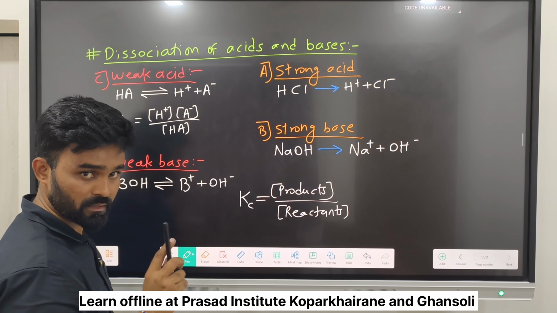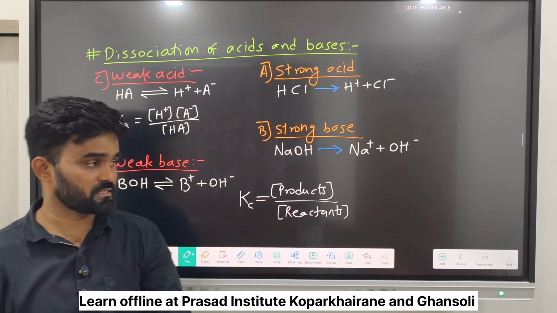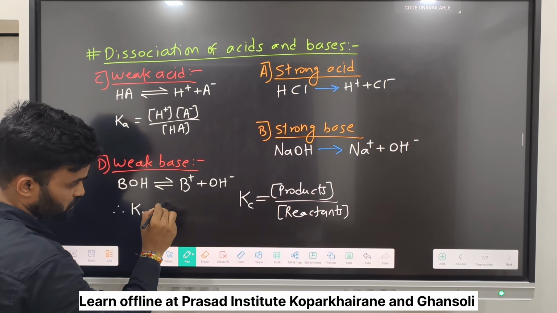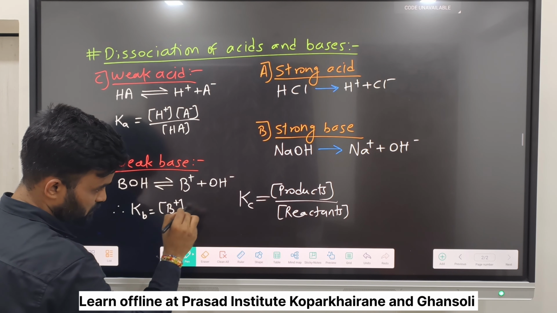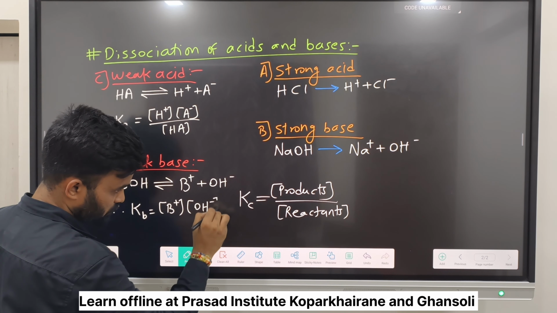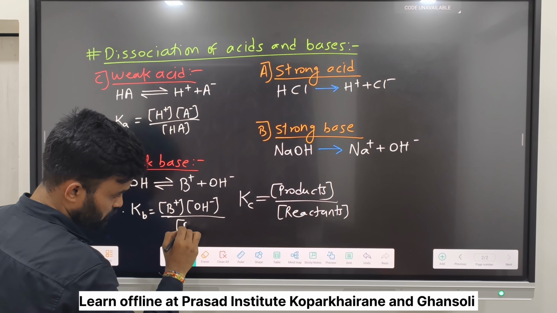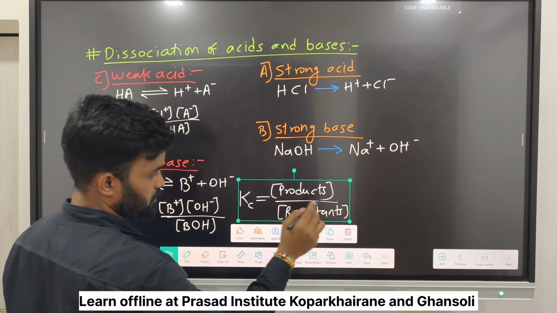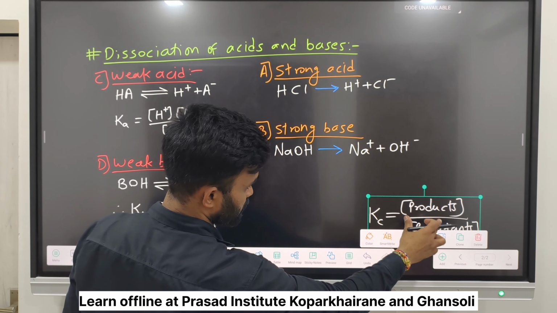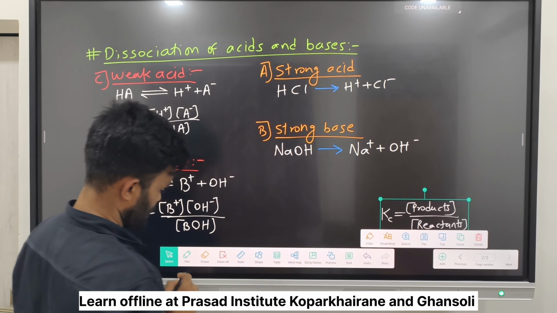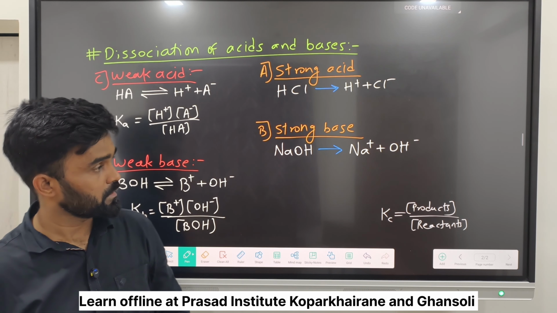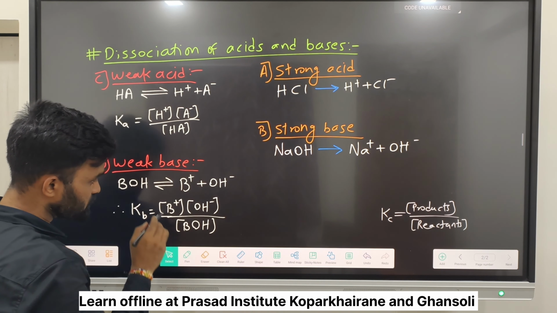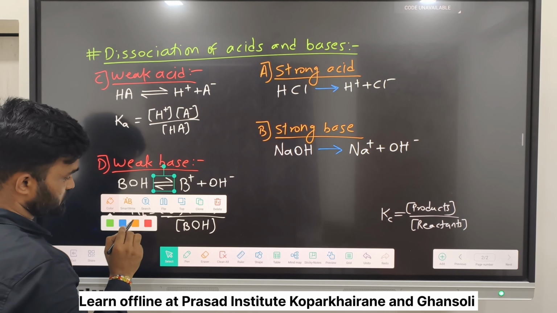Ha apla key point hai. If it is base, it will give OH minus ions. We got this. Therefore Kb is equal to concentration of B plus into concentration of OH minus upon concentration of BOH. If you want, I am keeping it here as a reference. इतपर्यंत समजते है? Yes. So what is the key point in this? Key point is reversible arrow.